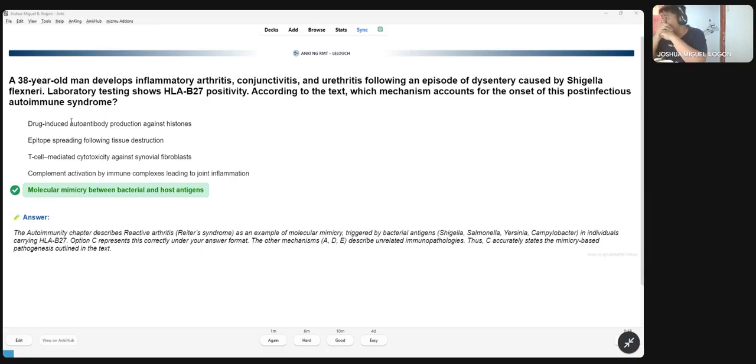Investigators found the association between the presence of certain human leukocyte antigens and ankylosing spondylitis. Okay. Alright. Post-infectious inflammatory arthritis. Okay. Reiter syndrome.